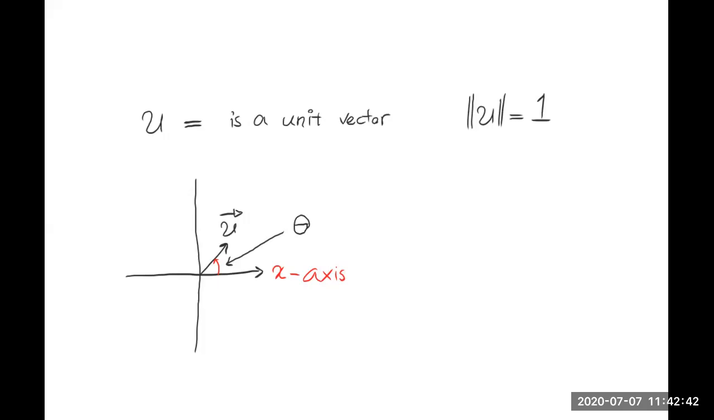The point is that in that case, U has a very special kind of representation. U will be equal to cosine of theta. Well, if I want to show its coordinates, I can say cosine of theta and sine of theta.